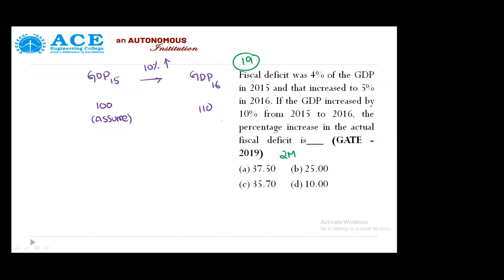Okay, 110. Next, what about fiscal deficit? In 2015 it is nothing but 4% of GDP, 4% of 100, which is equal to 4. Whereas fiscal deficit in 2016 is nothing but 5% of 110, GDP in that year, which is 5.5. So guys, we just try to check how you got 5.5. This is a 2 marks question given in the GATE exam.